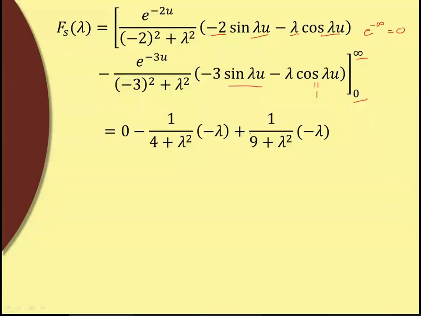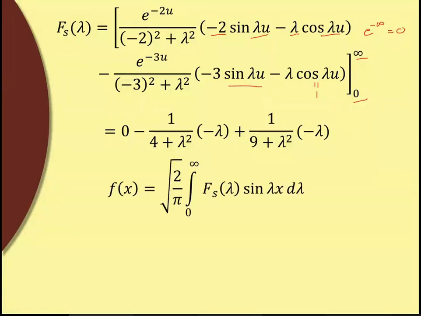Okay, and now we want the inverse Fourier transform. So use the formula of f of x. So the inverse Fourier transform, f of x will be square root of 2 by pi, integral 0 to infinity Fs of lambda sine lambda x d lambda. As we are using the Fourier sine transform, we are using the corresponding formula, the inverse Fourier sine transform.